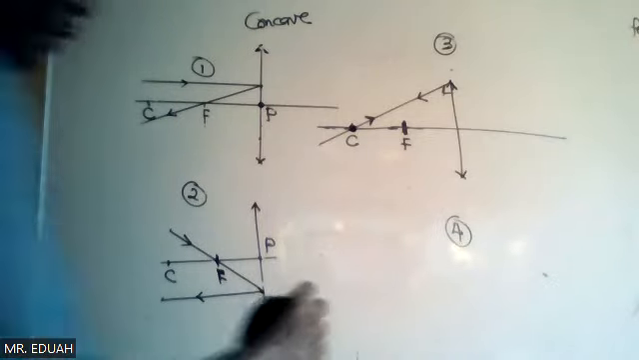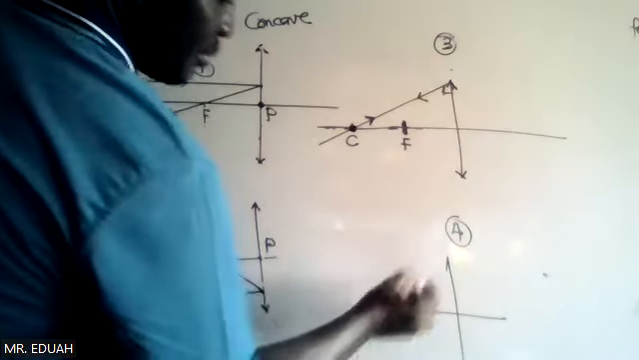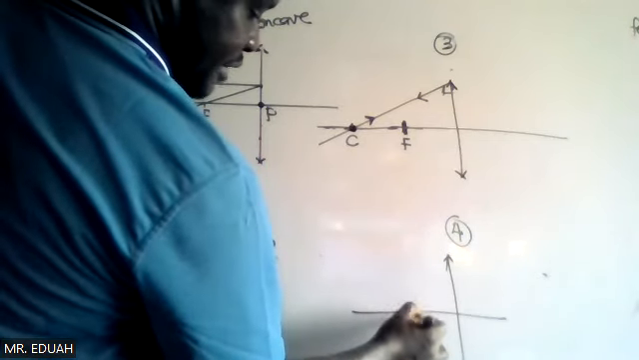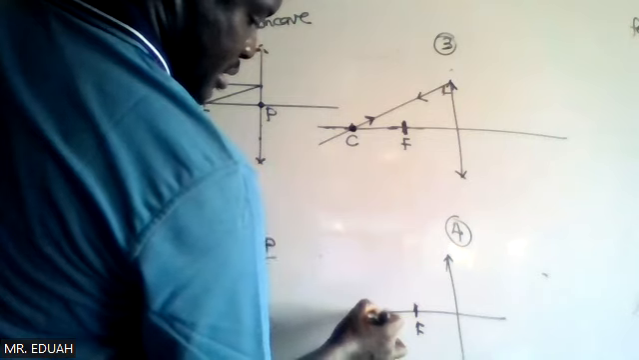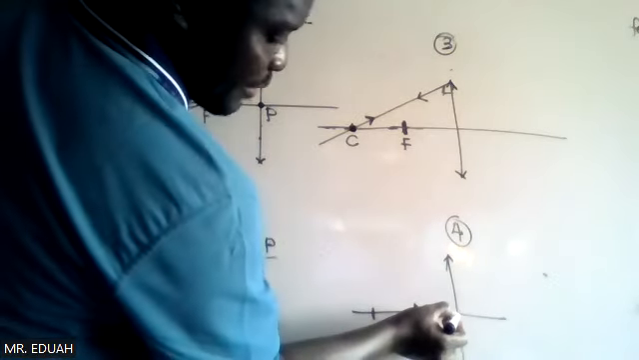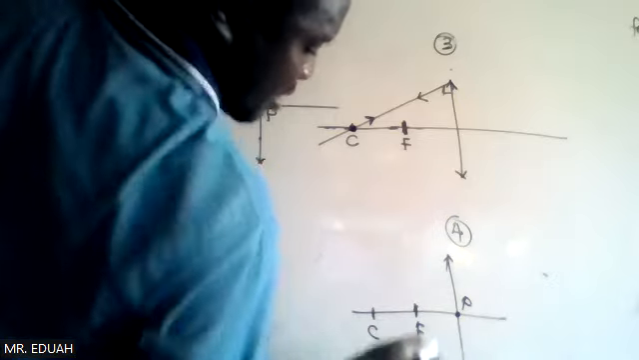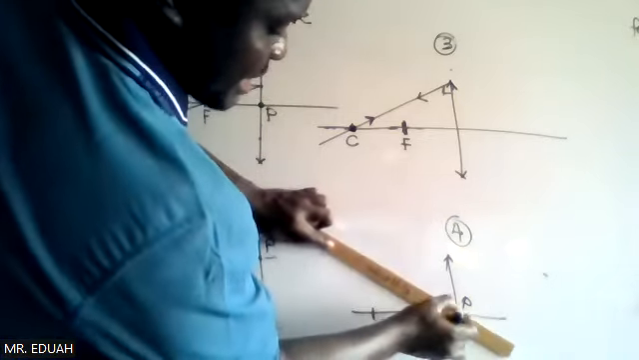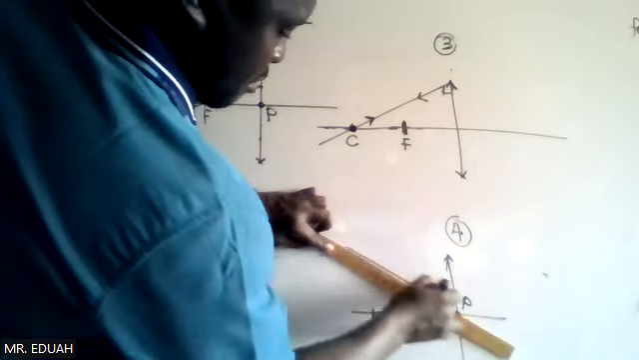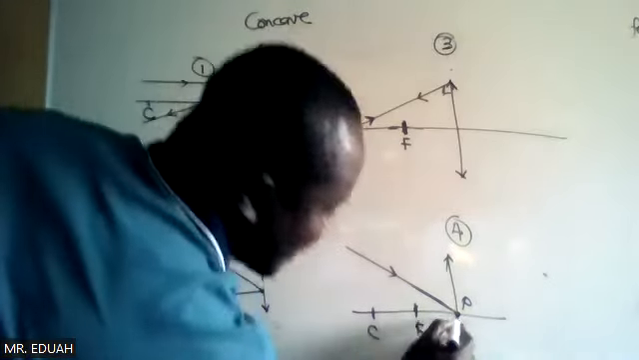The final rule, rule four, is that F is here. C is here. If the ray hits the pole, no matter where the ray is coming from, if it exactly hits the pole, it will reflect at the same symmetry.